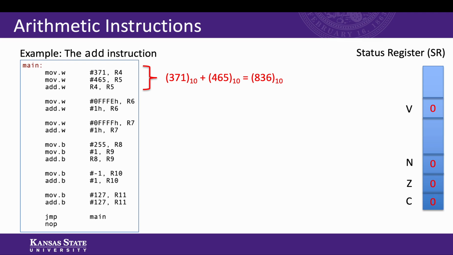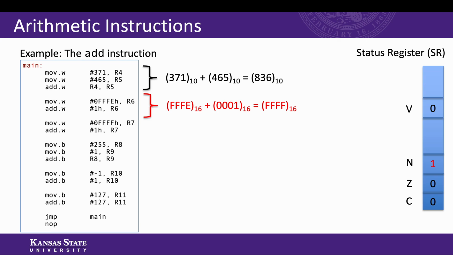Now you'll notice on the add instruction, we've got add.w, and so that's going to add the contents of R4 with the contents of R5 and store it in R5. So the addition is 836 in decimal. So if we looked into register R5, that's what we would see, 836 in decimal. Now, did that give us a 2's complement overflow? No. That does not give us a negative number. That does not give us 0, and there was no carry out. Those bits will be all 0 there.